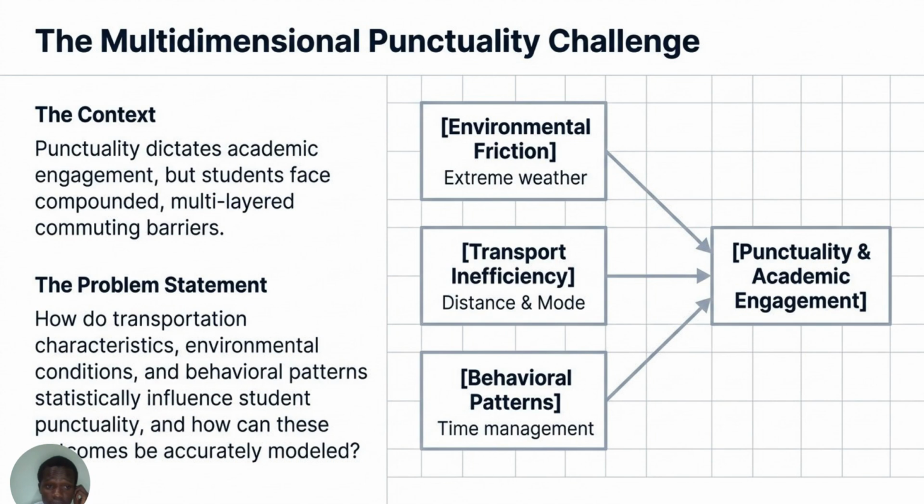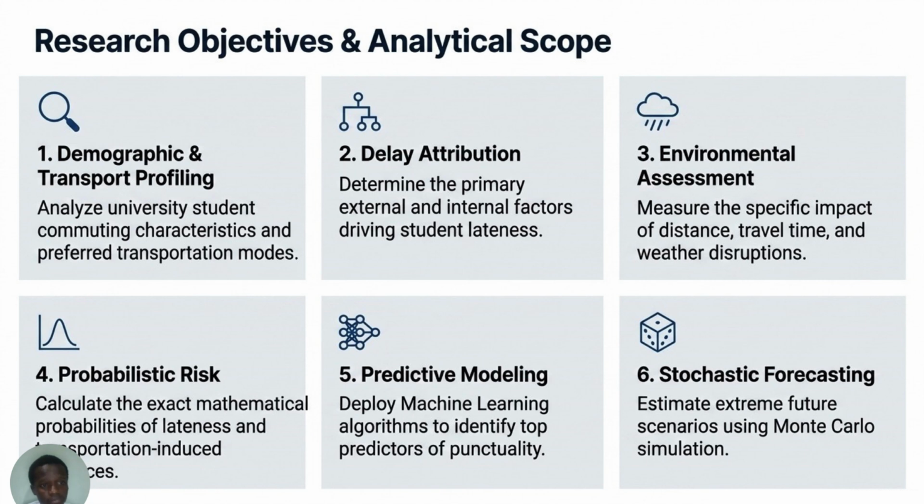There are multi-dimensional functionality challenges. There are three main challenges. The first one is environmental friction, then transportation efficiency, and also behavioral patterns. All these three things affect functionality and academic engagement. There is a problem of academic engagement for students due to transportation and things like that.